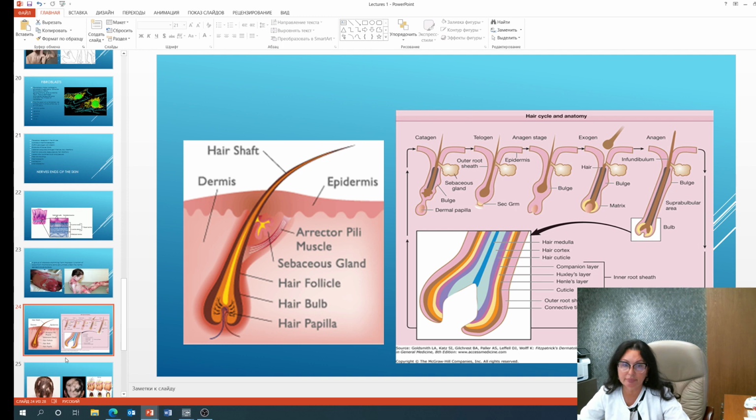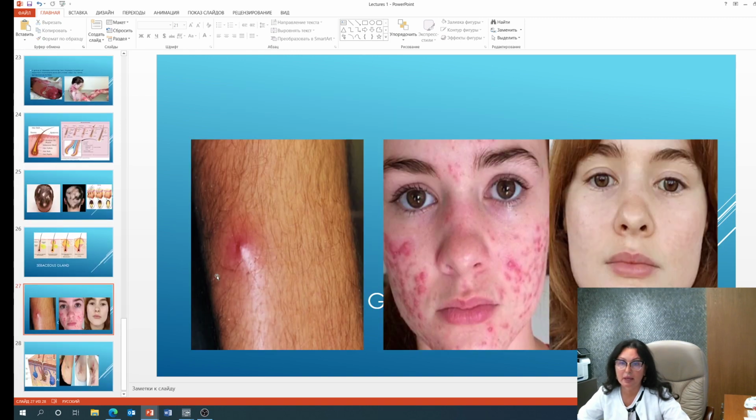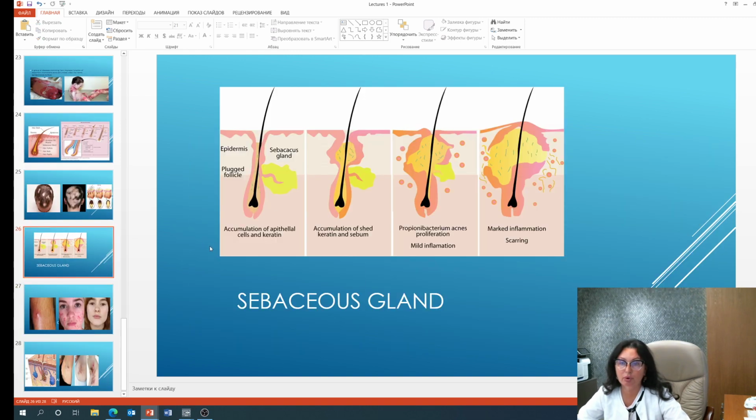Diseases accompanied by hair loss include a lot of autoimmune diseases. Intoxication after severe disease may also cause hair loss, and this is called alopecia. This picture is about problems with sebaceous glands. We will continue this topic in the next lectures.